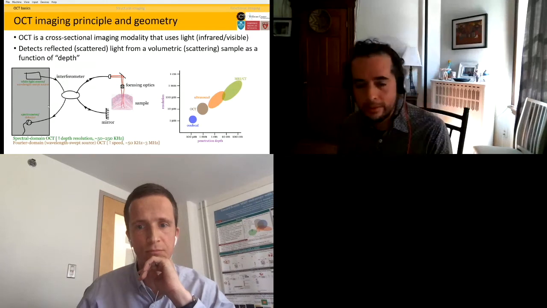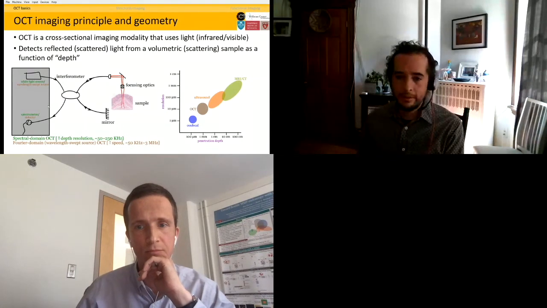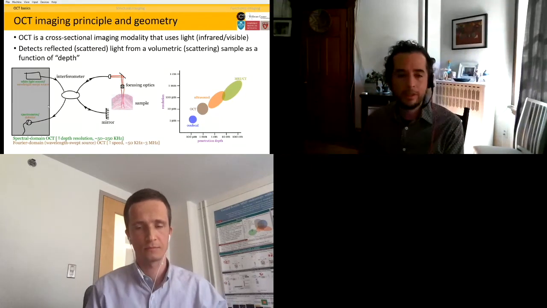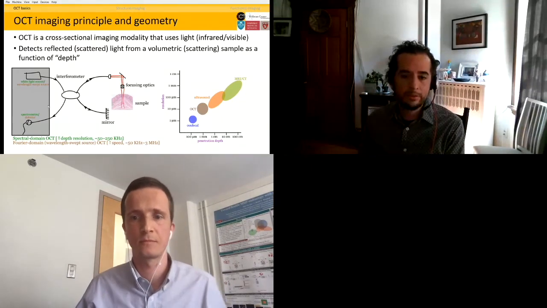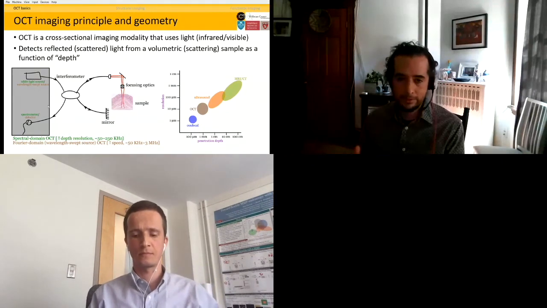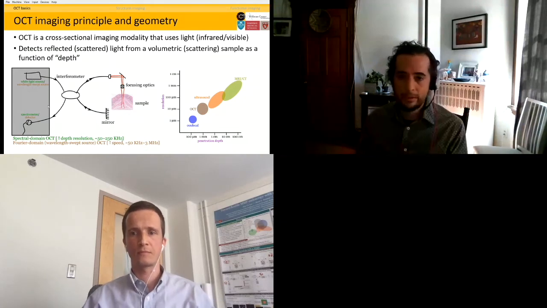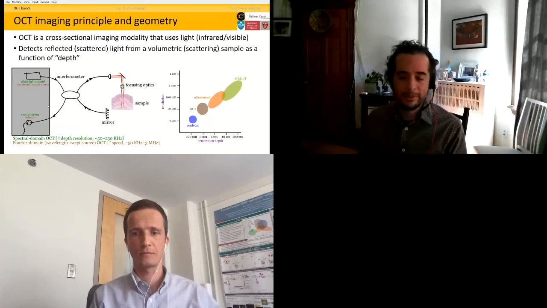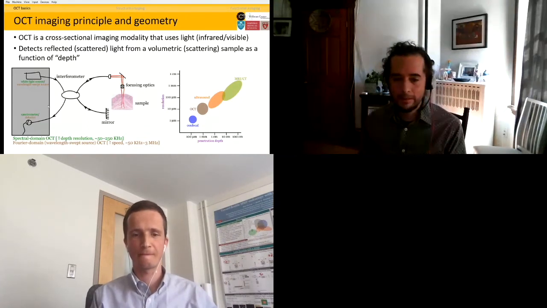So OCT is a cross-sectional imaging modality that uses mostly infrared light and has been traditionally described as an optical analog of ultrasound imaging. And it works by detecting reflected light, or scattered light more rigorously, from a volumetric biological sample as a function of depth. I will explain exactly what depth means in this context a little bit later.